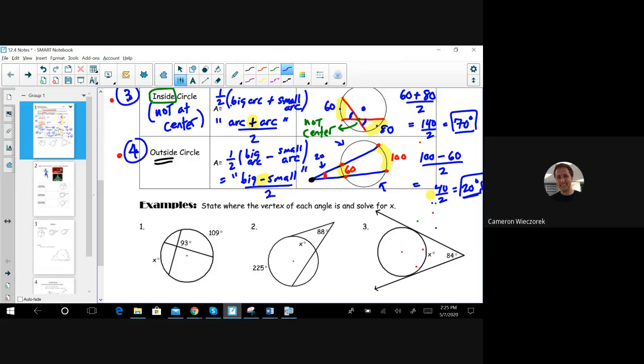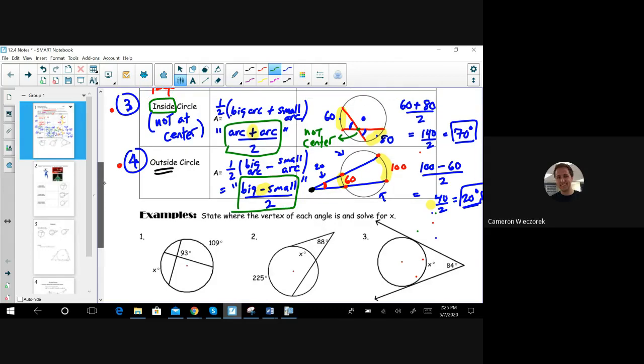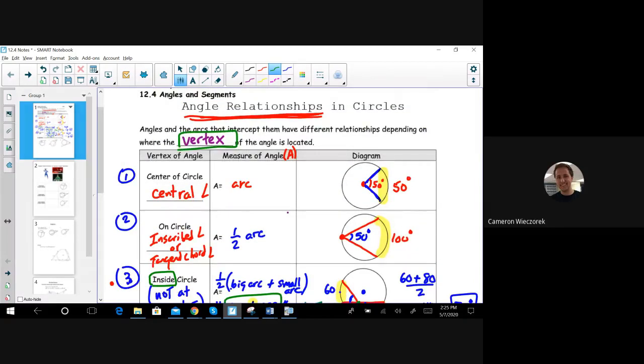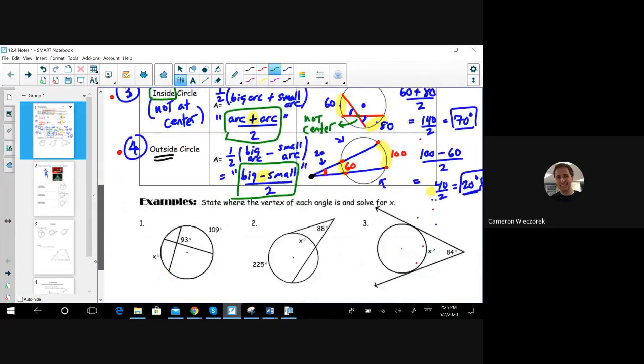You have a couple more formulas to add into your toolbox. And again, I put these in a little chart for you online that I posted to make things easier. So really, though, again, the most important thing from this top box is it's all about the location of the vertex. If you can spot where the vertex is at, that's going to help you decide what formula to use.